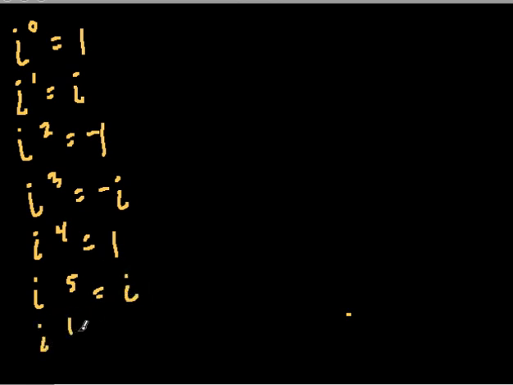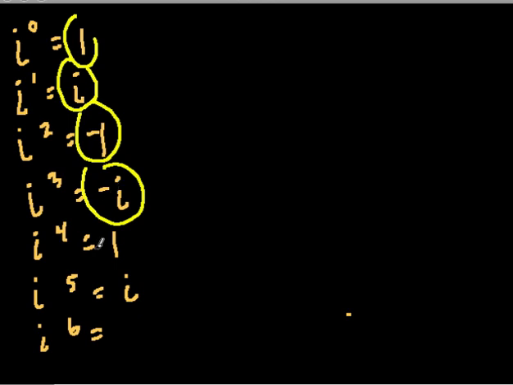i to the sixth, well, now we have this pattern. Instead of figuring out i to the sixth, let's use the pattern. We had 1, i, -1, -i, and then it starts again: 1, i. So the next number is going to be -1. And then i to the seventh is going to be the next number in the pattern, which is again -i.